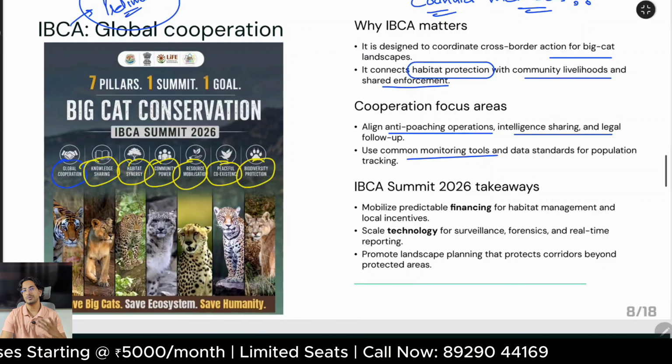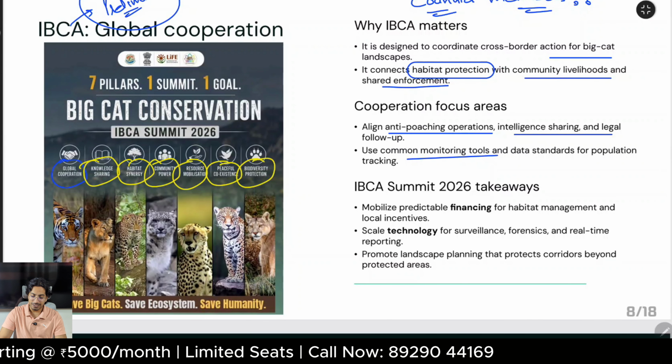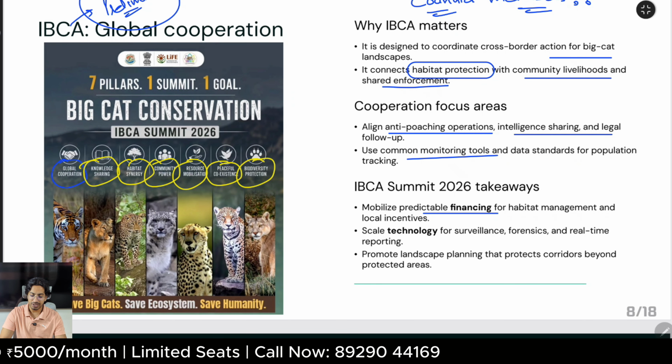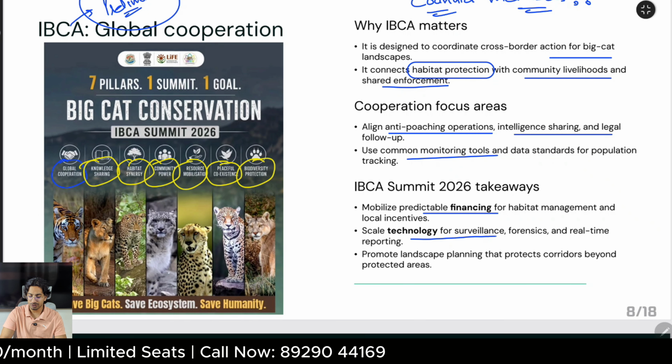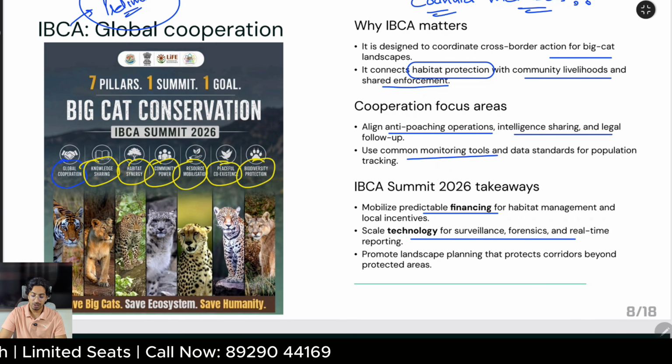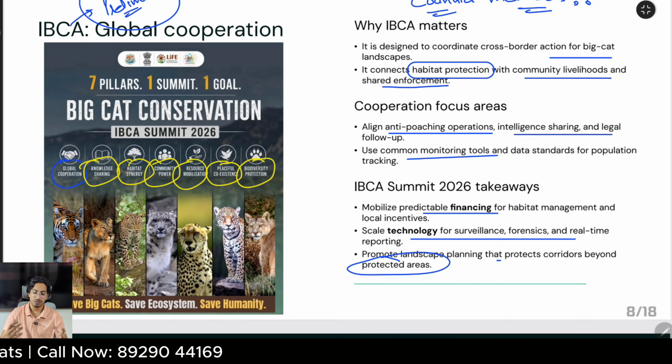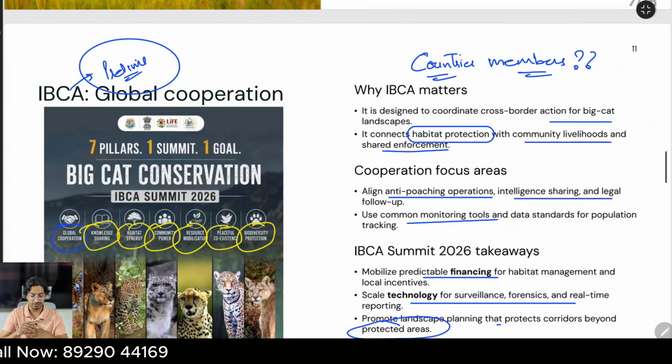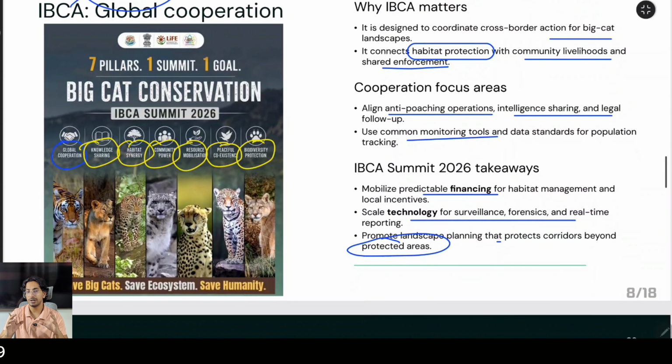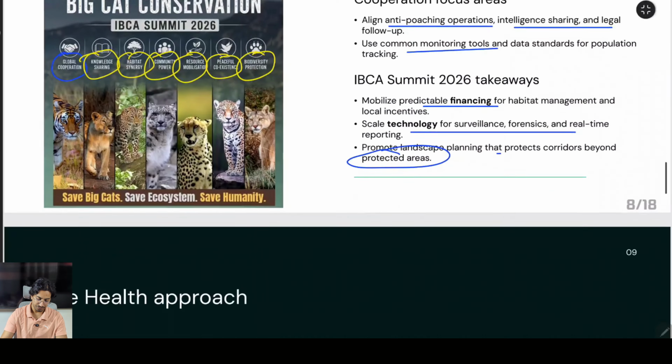And why the 2026 summit is important: mobilize predictable financing for habitat management and local incentives, scale technology for surveillance, forensic, and real-time reporting, promote landscape planning that protects corridors beyond protected areas. So again, I'm telling you, I think there are 13 countries, and even there are guest countries which take part in this summit. Please go through it. Definitely there can be a question in prelims.